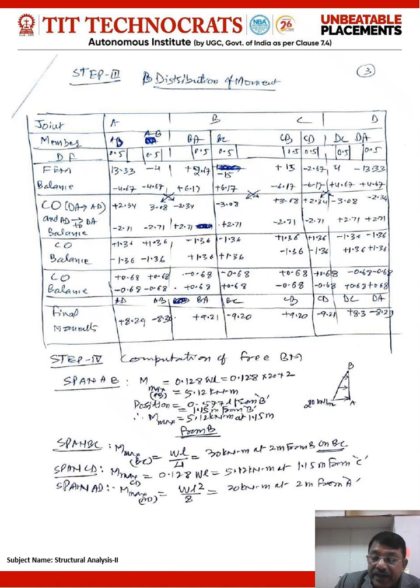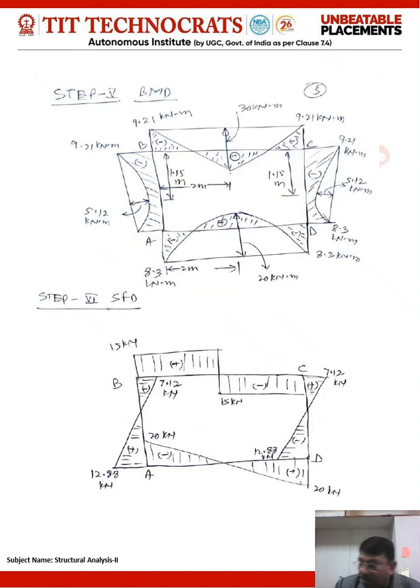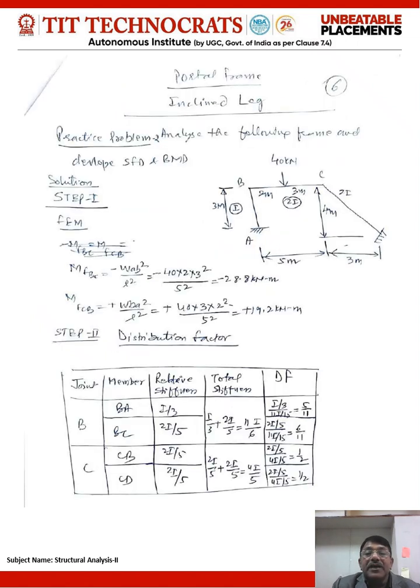Finally, you are able to find the reaction at AB, the moment in AB, and then you are able to analyze all the beams for the moment and reaction for drawing the shear force diagram and bending moment diagram as indicated here. Then after, there may be frames which have inclined bases.